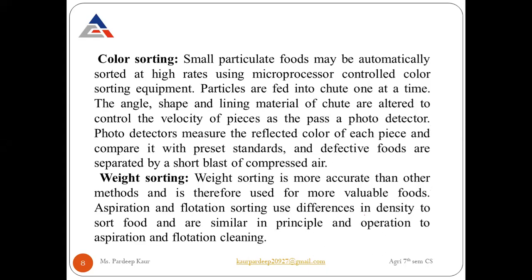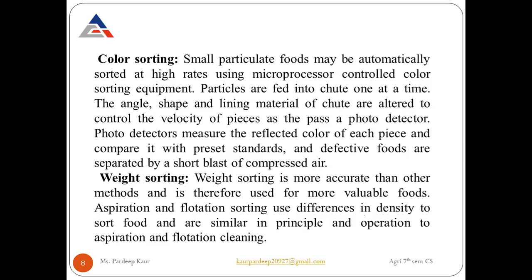Next is color sorting. Small particulate food may be automatically sorted at high rates using microprocessor controlled color sorting equipment. So in color sorting, we use microprocessor controlled color sorting equipment that automatically sorts foods according to their color. Particles are fed into a chute one at a time. The angle, shape, and the lining material of the chute are altered to control the velocity of pieces as they pass a photodetector. The photodetector measures the reflected color of each piece and compares it with a preset standard, and defective food is separated by a short blast of compressed air.